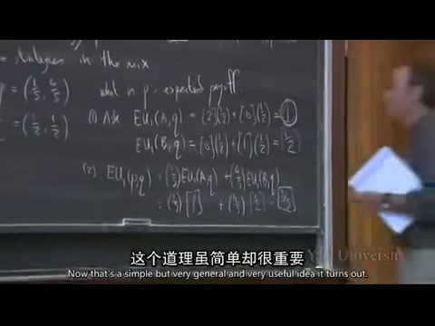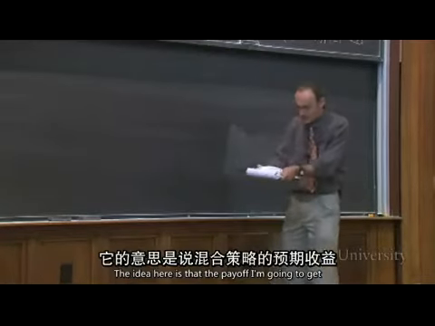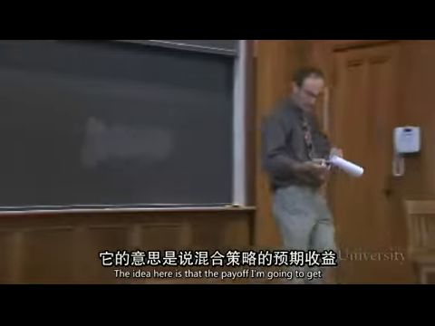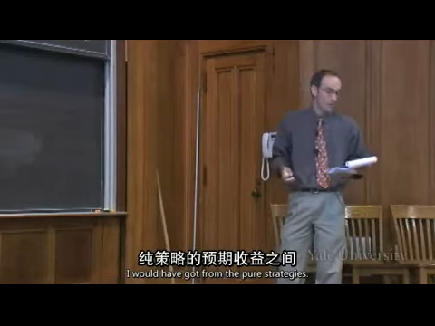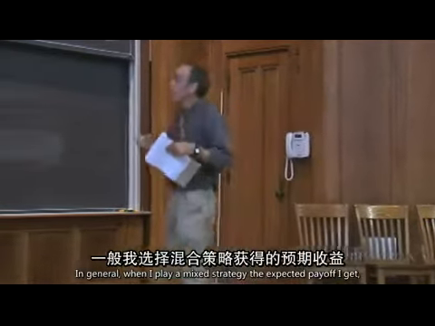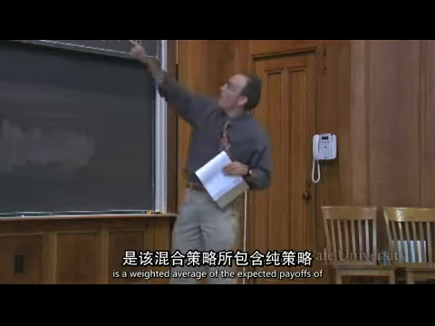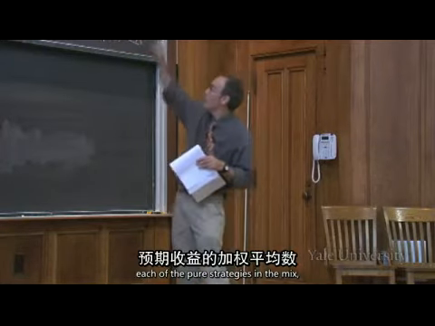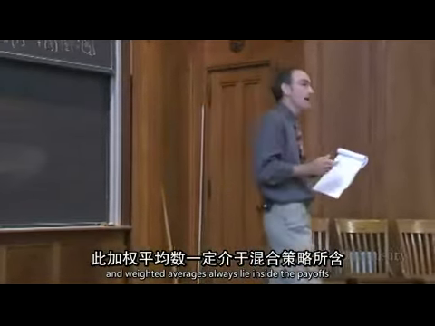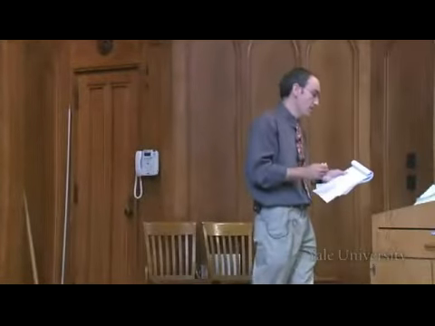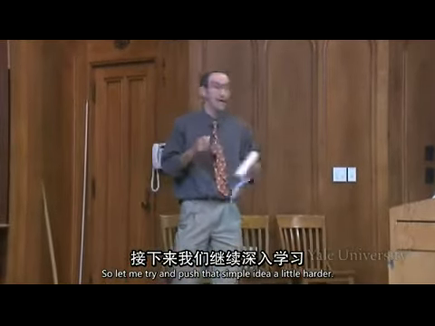Now that's a simple but very general and very useful idea. The payoff I'm going to get must lie between the expected payoffs I would have got from the pure strategies. Let me say it again. In general, when I play a mixed strategy, the expected payoff I get is a weighted average of the expected payoffs of each of the pure strategies in the mix. And weighted averages always lie inside the payoffs that are involved in the mix. Let me try and push that simple idea a little harder.